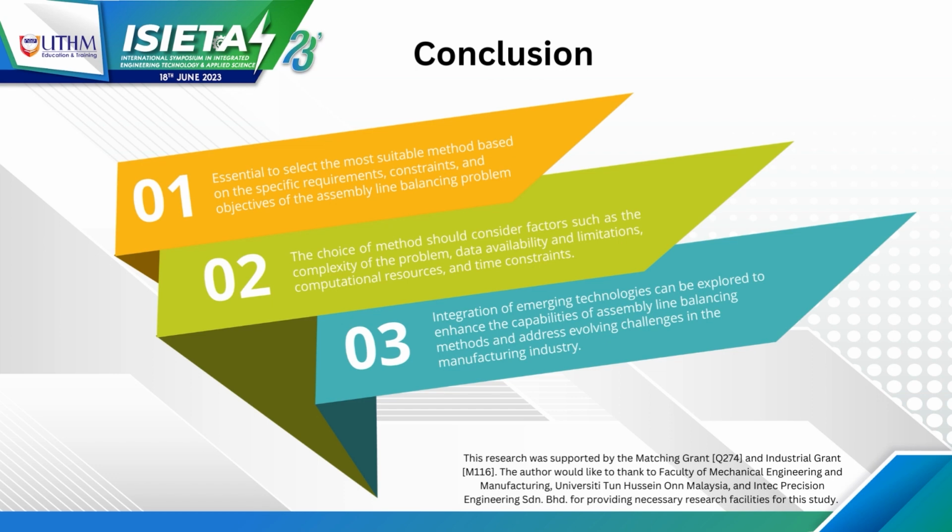Integration of emerging technologies such as artificial intelligence and machine learning can be explored to enhance the capability of assembly line balancing methods and address evolving challenges in the manufacturing industry.